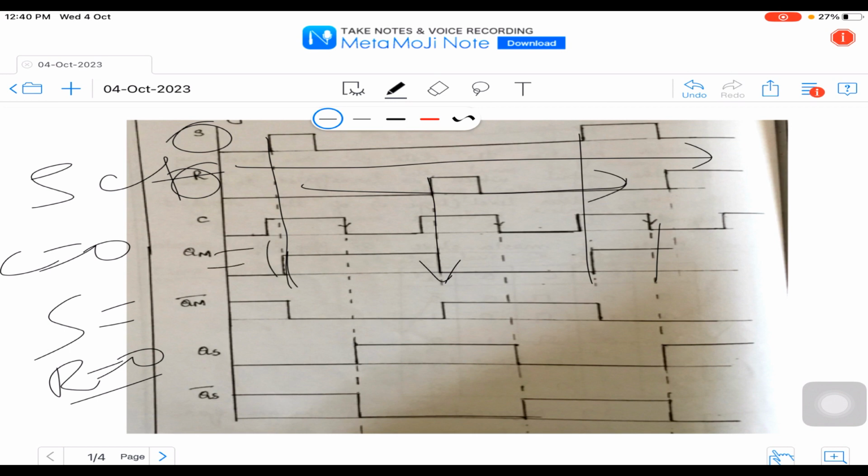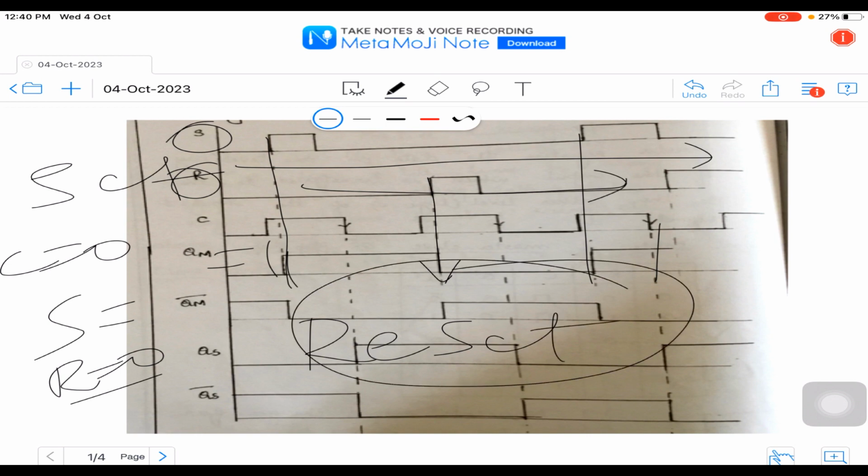QM becomes 1. Set. And similarly, the other condition, when S is equal to 0, R is equal to 0 and C is equal to 0, then again QM continues in the same state. And the last, S is equal to 1 and C is equal to 1, this is called as reset condition. We call this as reset mode. And the procedure will be repeated as the process continues.